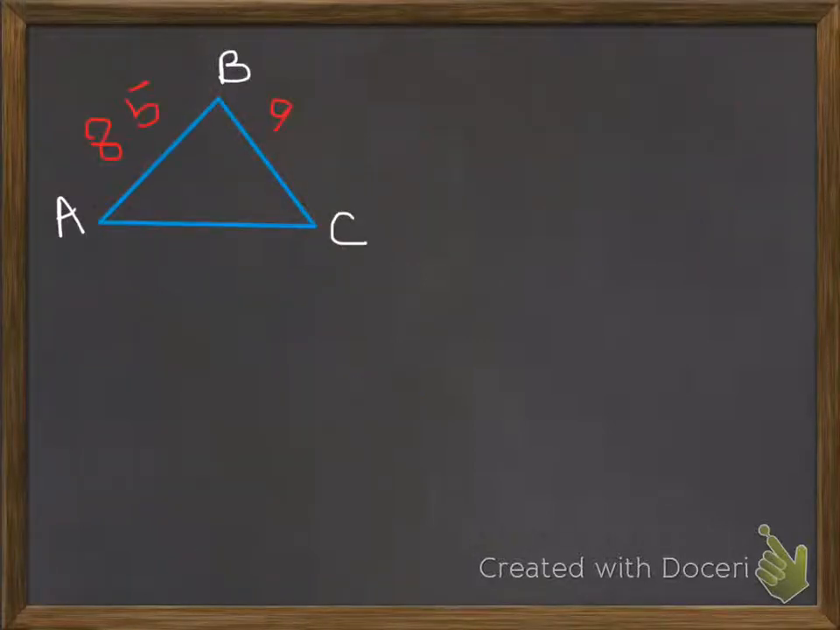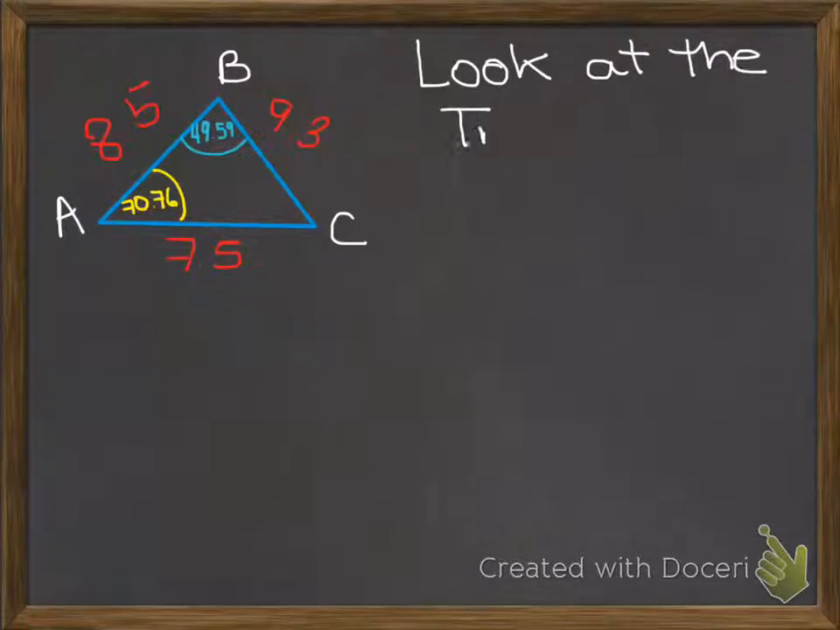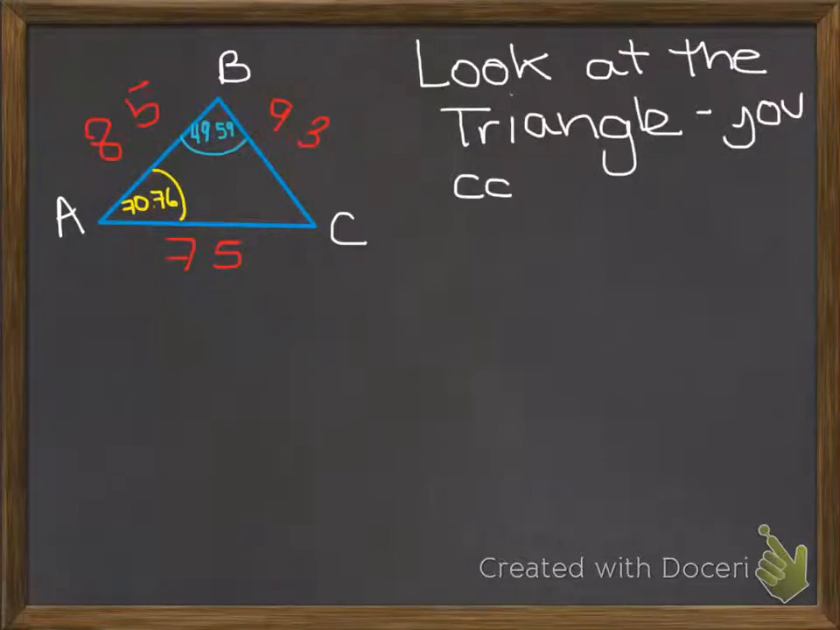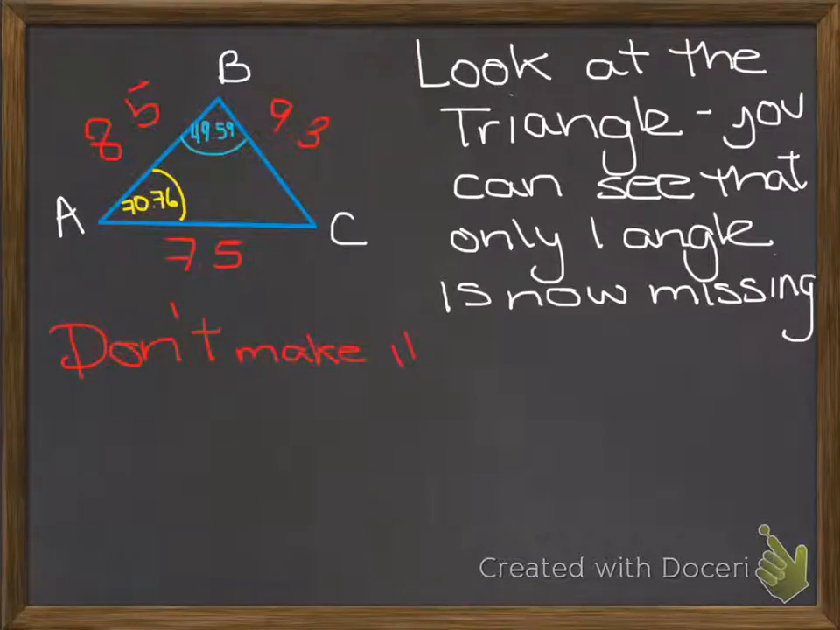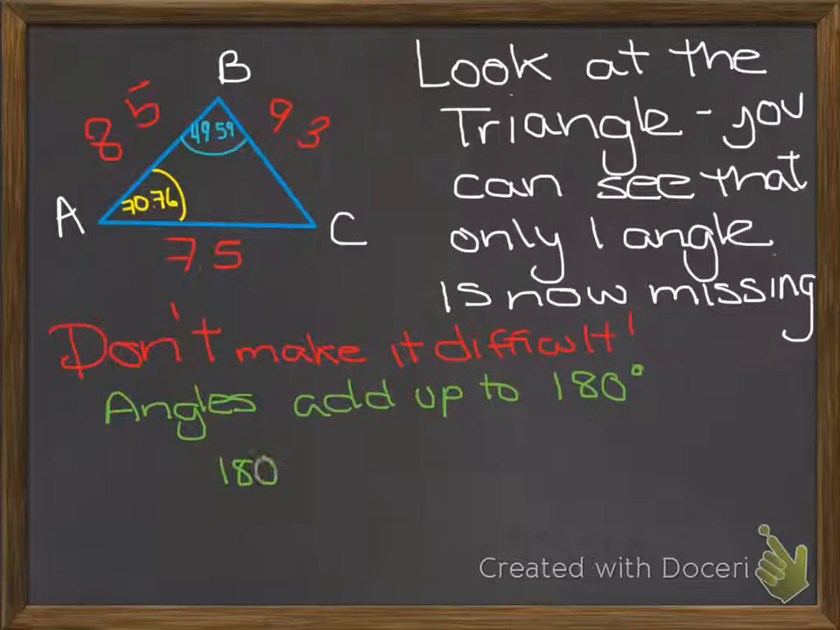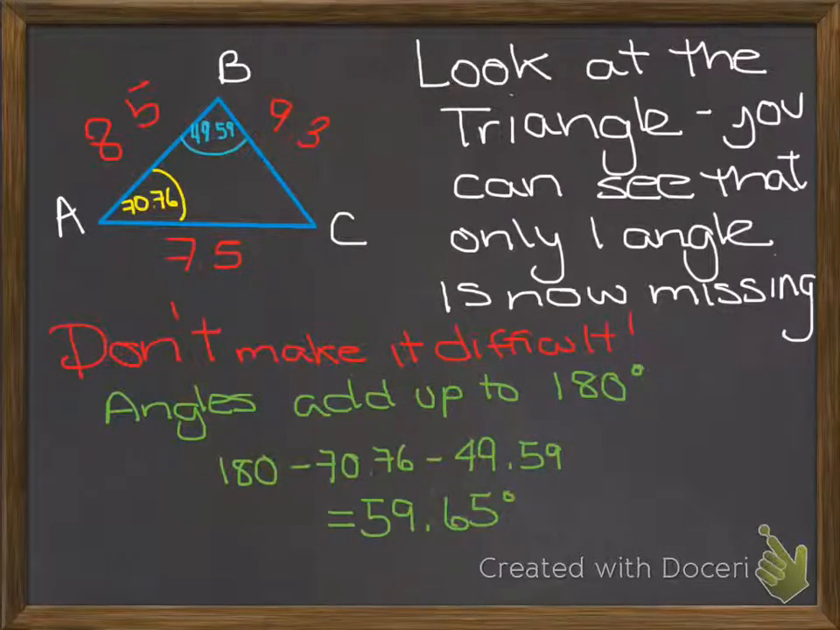So I'm going to draw it again, this time putting in my 49.59 as well. And if I look at this now, I should be able to see something. I can see that I've only got one angle missing. So don't make your life really complicated. Think about what's happening. Angles add up to 180 degrees, so 180 minus those two angles will give me my final answer, which is 59.65.